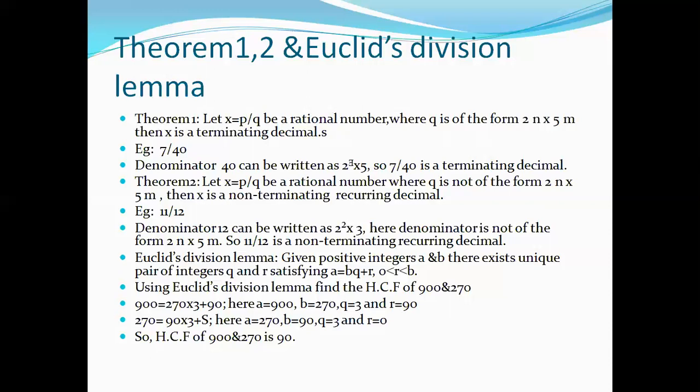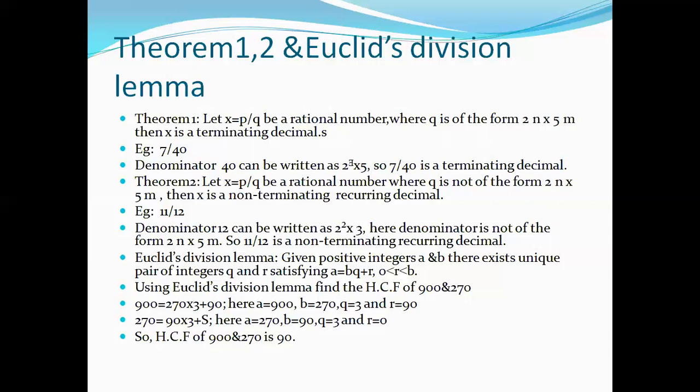Euclid's division lemma. Given positive integers a and b, there exists a unique pair of integers q and r satisfying a is equal to bq plus r, where 0 less than or equal to r less than b. Using Euclid's division lemma, find the HCF of 900 and 270.